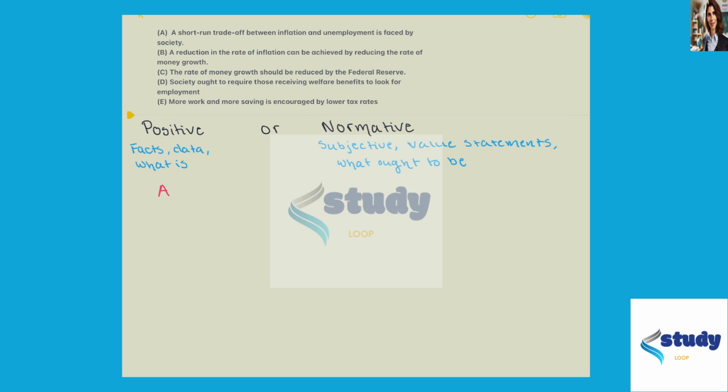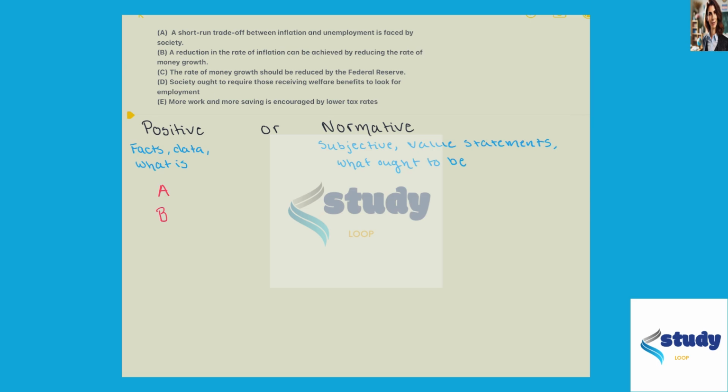Statement B here says that a reduction in the rate of inflation can be achieved by reducing the rate of money growth. So again, it's not saying that a reduction in the rate of inflation should be achieved in any way. It's just saying that it can be. So that's not implying that anything should be done a certain way. It's just telling us a possibility. It's telling us what can exist and maybe what does exist. So statement B can also be classified as a positive statement.